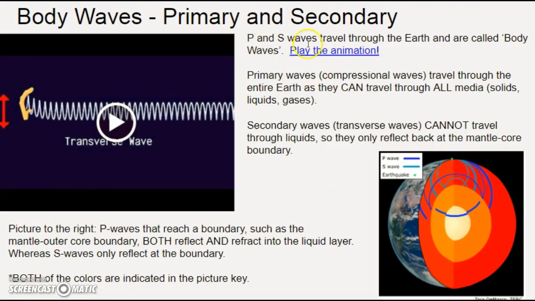So recall that primary and secondary waves are body waves. That's an important part. Body waves travel through the Earth. Primary waves are compressional waves, and they can travel through all different media: solids, liquids, and gases. Secondary waves are transverse waves. They cannot travel through liquids, so they can only reflect back at this mantle-core boundary. If you take a look here, we're going to look at how primary waves both reflect and refract. They bend through the different media. But S waves can only travel through the solid mantle and are thus unable to penetrate through the liquid outer core. So make sure you pay attention to the colors when you check out the animation.